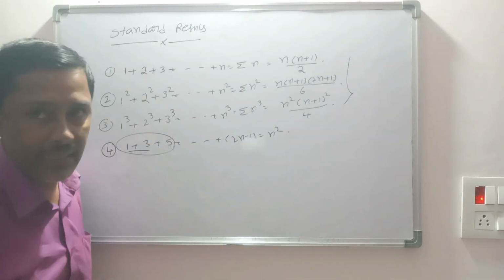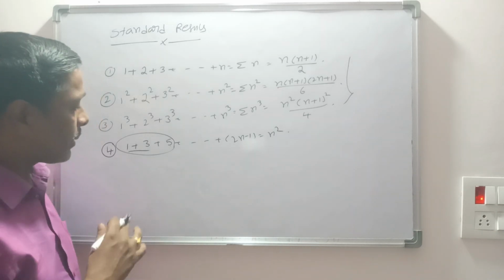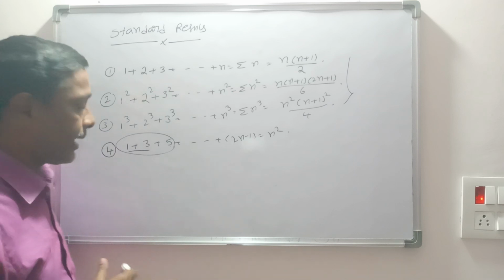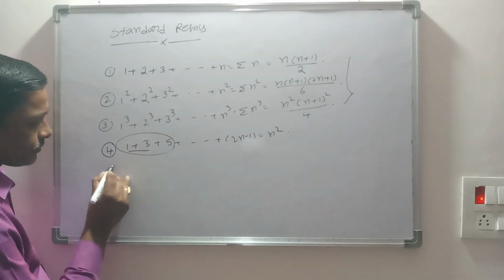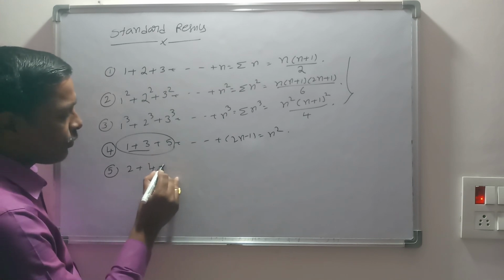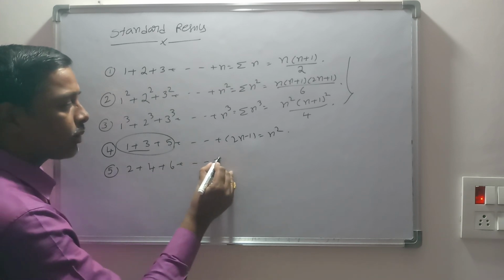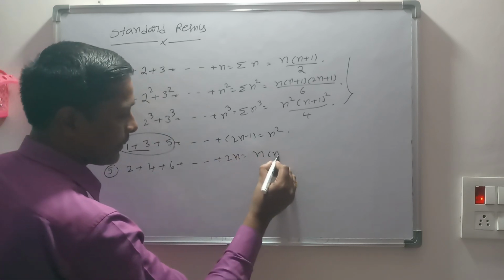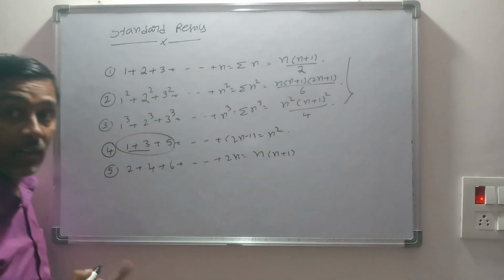3 square means 9. We can write directly 1 plus 3 plus 5 plus ... plus (2n minus 1) is equal to n square. Fifth one, sum of the even terms: 2 plus 4 plus 6 plus so on to n terms. This can be written as n into (n plus 1). What is the formula? n into (n plus 1).